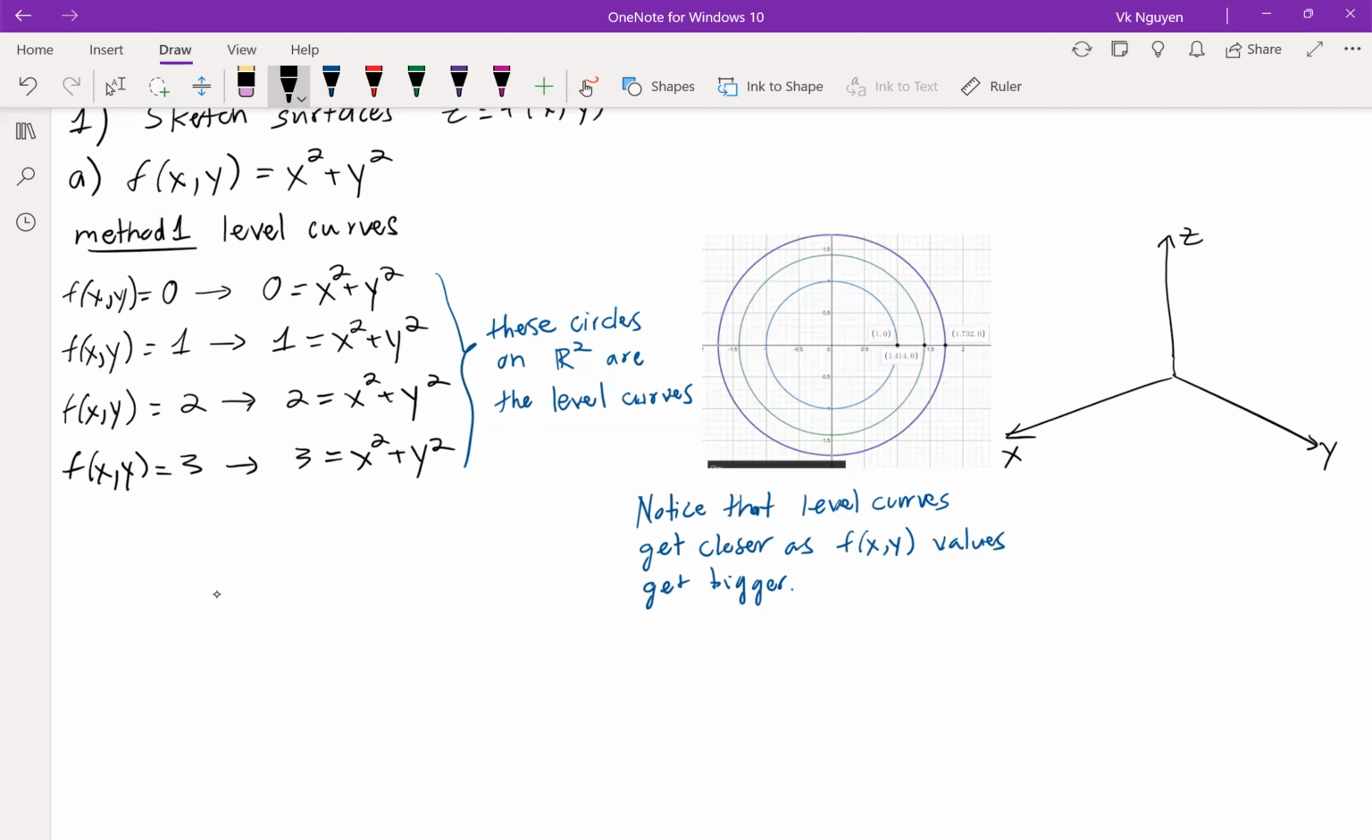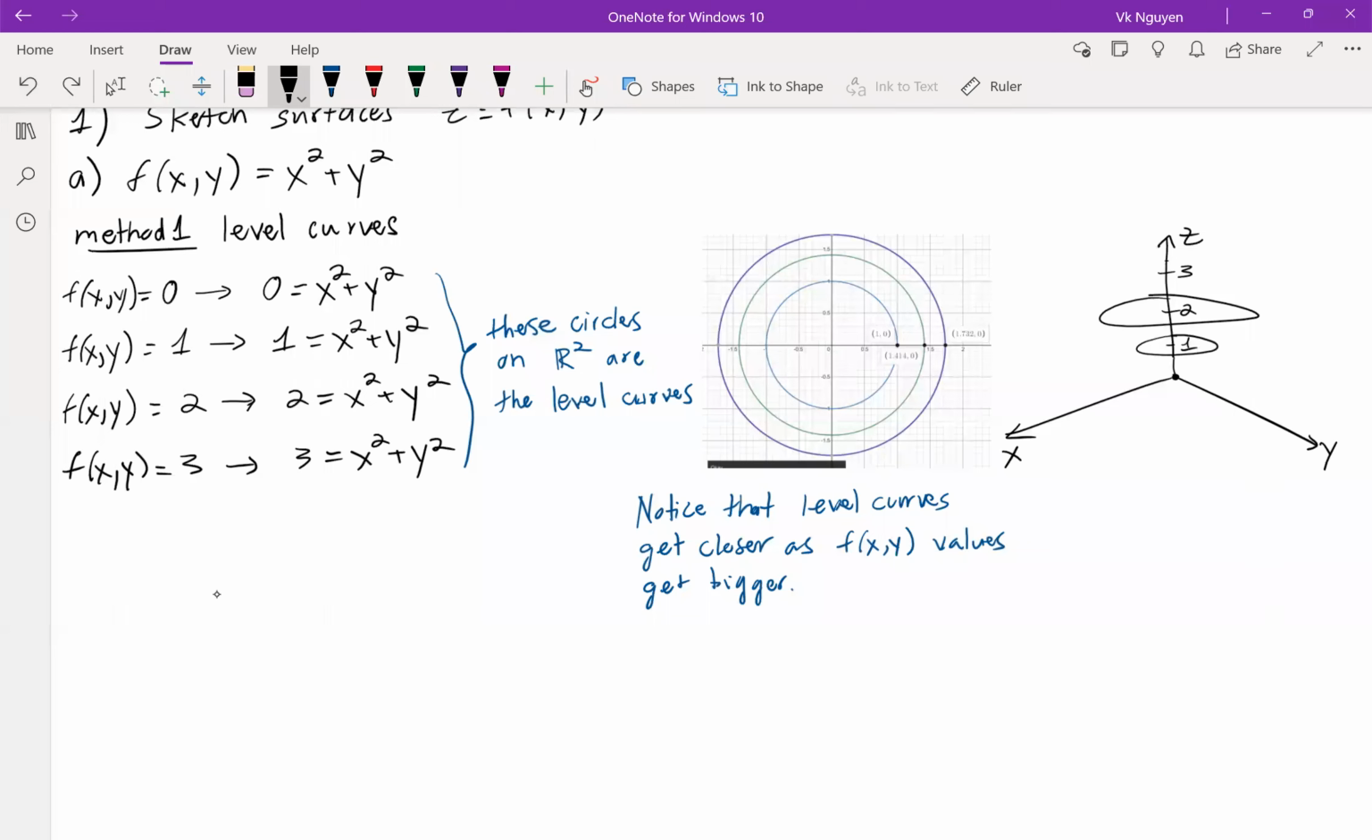So you have f(x,y) equal to 0. That's the plane z equals 0. f(x,y) equal 1, we have a circle on the plane z equals 1. For z equals 2, you have another circle, see? And for z equals 3, you're going to have another circle.